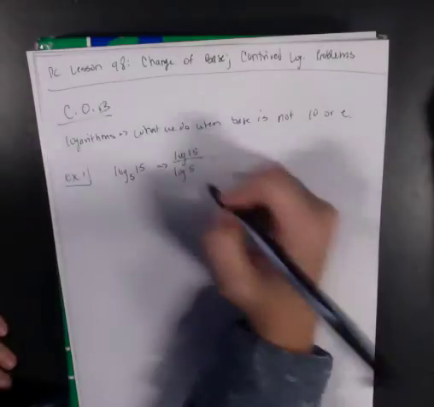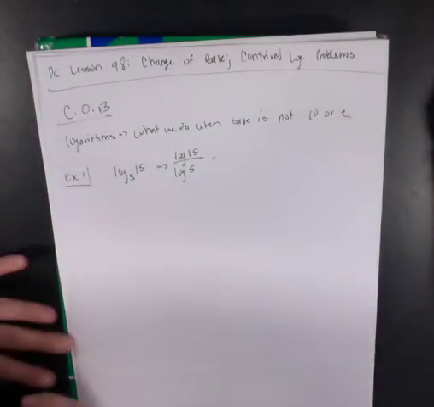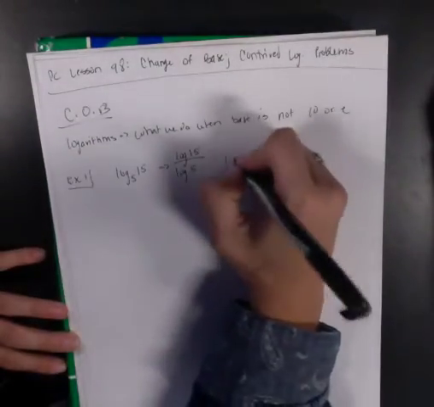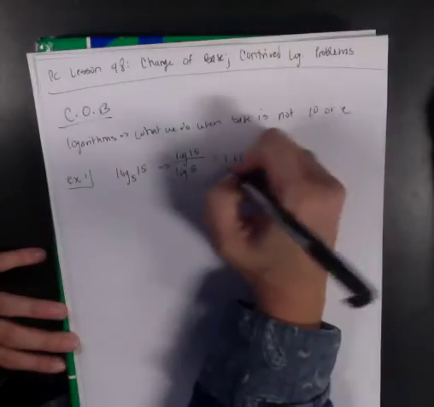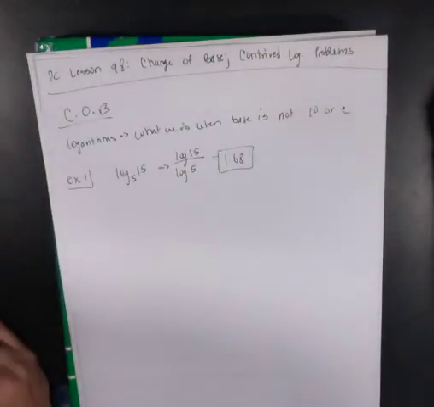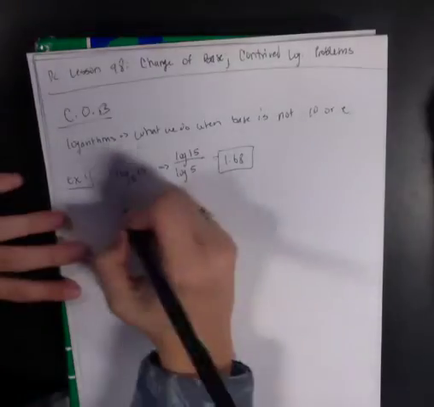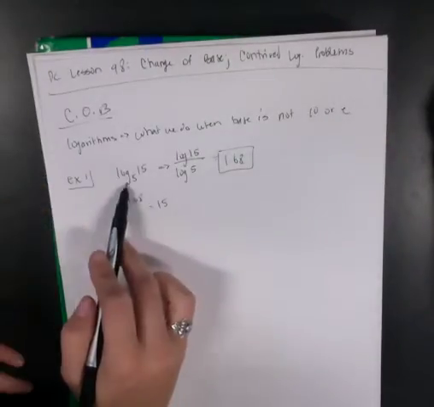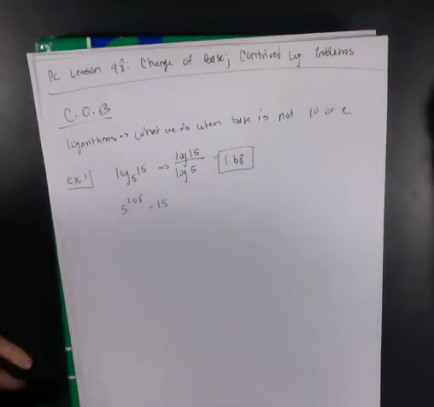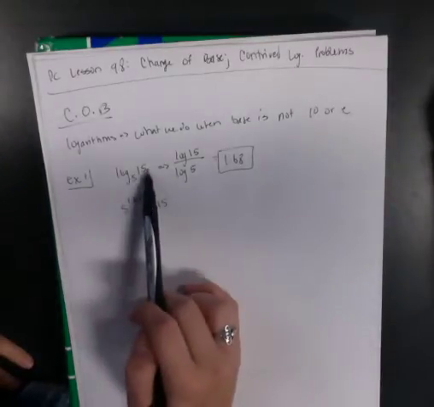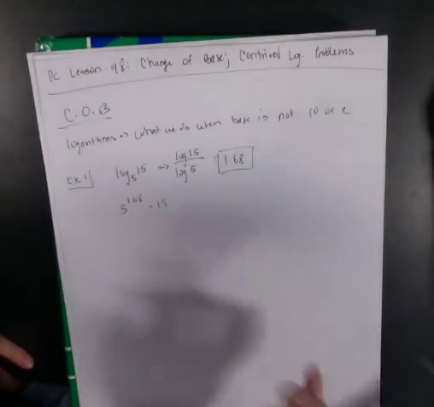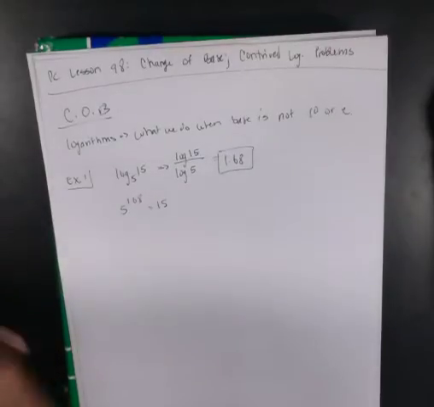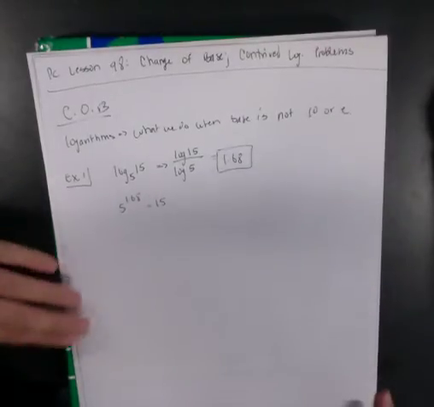I can do both of these in my calculator because it has a log base of 10, and this gives me 1.68. Change of base formula, which means 5 to the 1.68 equals 15 if I was to rewrite this in exponential form. That's change of base. You rewrite the log of the argument over the log of the base. You've now changed it to where you can solve it in your calculator.